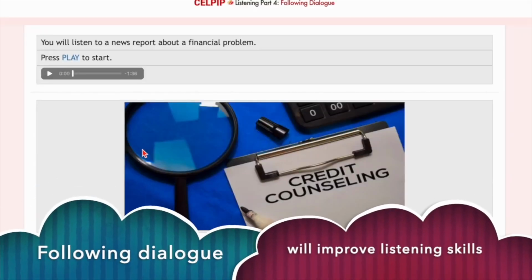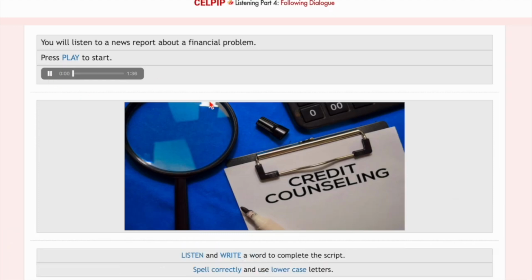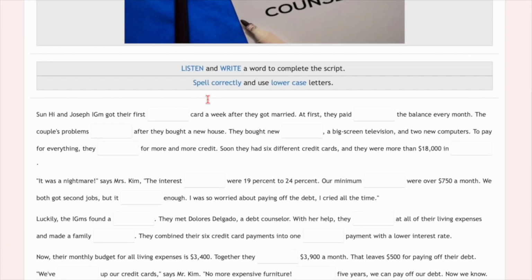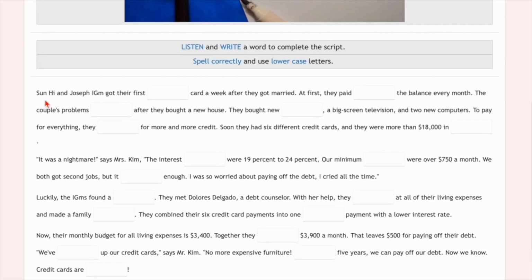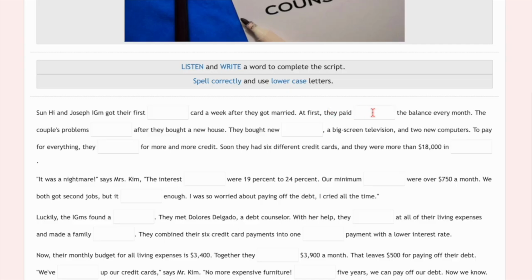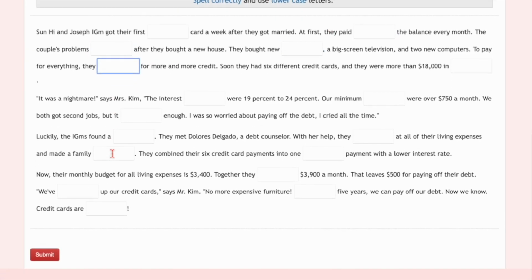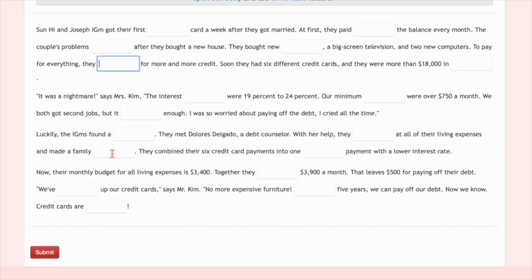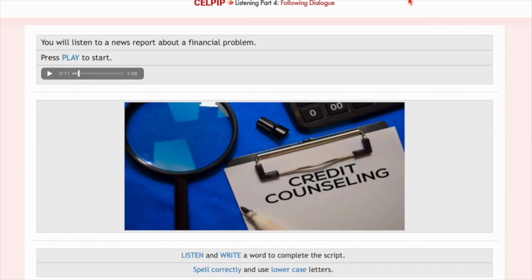And then we have following dialogue. Following dialogue, we listen to the news item. Okay, we listen to a news item. And while we listen... Soon he and Joseph Kim got their first credit card a week after they got married. At first... So we fill in the blanks with what we hear. Very great exercise to build your ability to follow dialogues, okay?